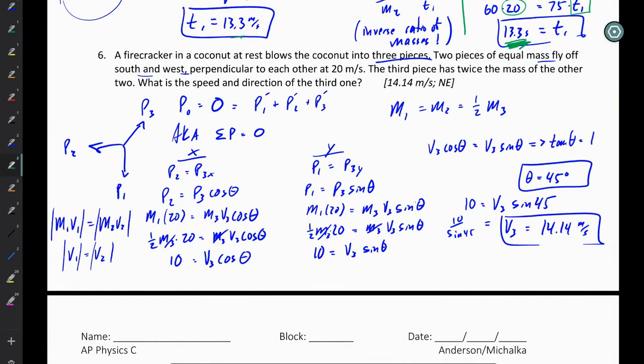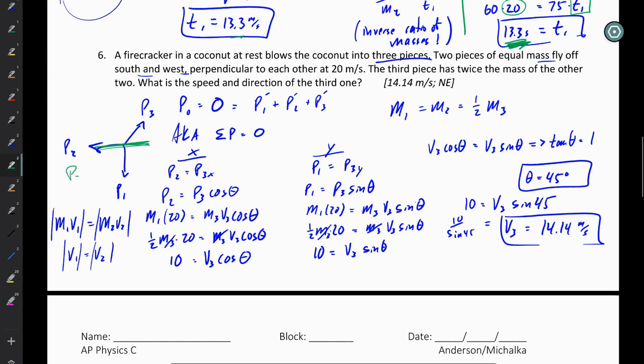Number 6 is, again, two-dimensional, where initially in both x and y directions we have 0 momentum because it is not moving at all, and it blows into 3 pieces. So in the x direction, we only have 2 pieces moving in the x direction.